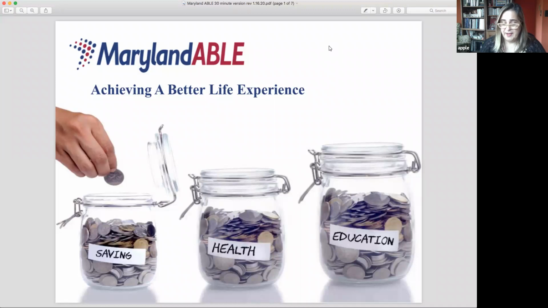So we're going to talk about eligibility and enrollment and managing the ABLE account. So those are my goals for today. So let's go ahead and get started. First, we're going to start with just a little background about ABLE itself.